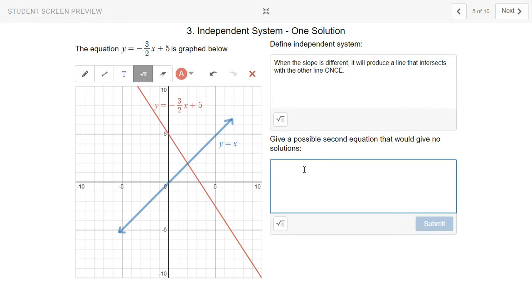So, what's a possible second equation? It could be anything. Any equation of a line that has a different slope will give you one solution. So, ignore this. It shouldn't say no, it should say one. Any linear equation with a different slope will give you one solution. So, for example, we have y is equal to x, and this gave us one solution at (2, 2).